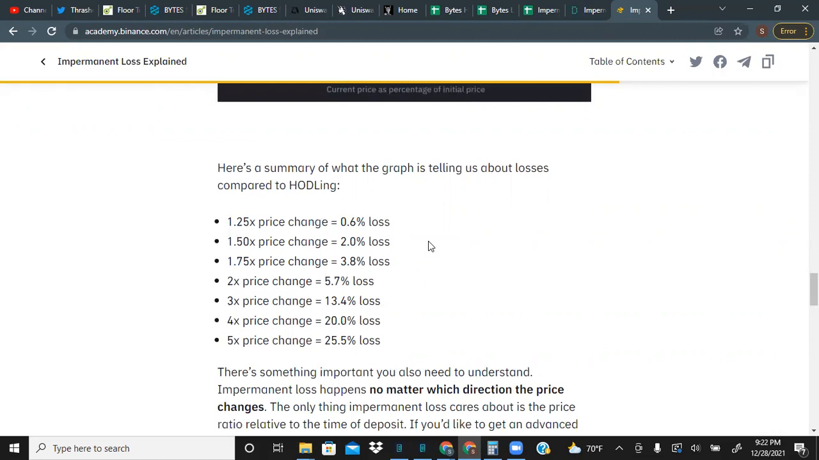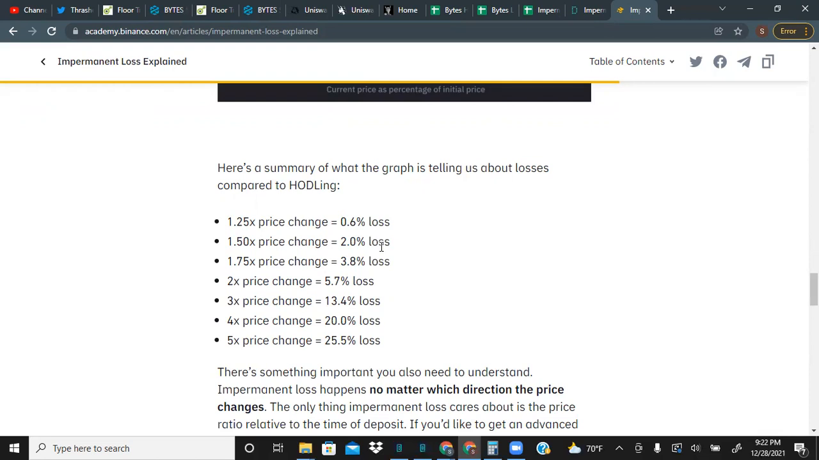It's not the most important thing. As you can see here, a 25% increase is only a 0.6% loss for impermanent loss. So it's really not significant. And another thing to note with impermanent loss is that you only have impermanent loss when the price of the asset you are pooling goes up. So you're still making a pretty significant return. It really doesn't affect the position that much.